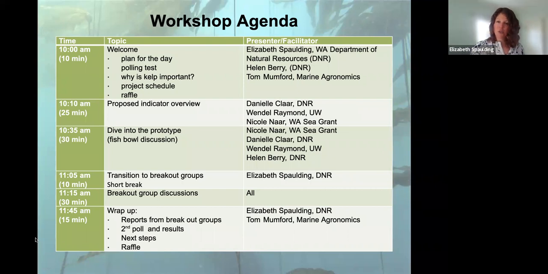After our presentations, we are then going to move into breakout groups, and you will be randomly assigned to small groups. Each group is going to have a facilitator and a note taker, and the goal of those discussions is to answer questions and get your feedback on additional considerations and components of that indicator. And then we'll come back together, have that second poll, discuss next steps, and send you on your way.